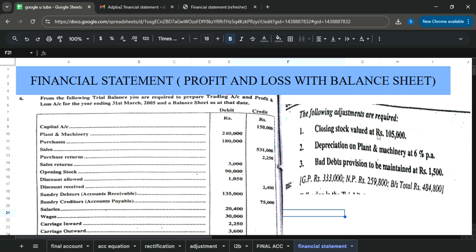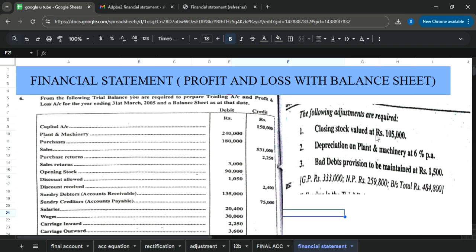On this side, you can see we have only three adjustments. Relatively, it's an easier question because we don't have so many adjustments. Alright guys, we are ready to start our question. Let's begin. Please note it down.